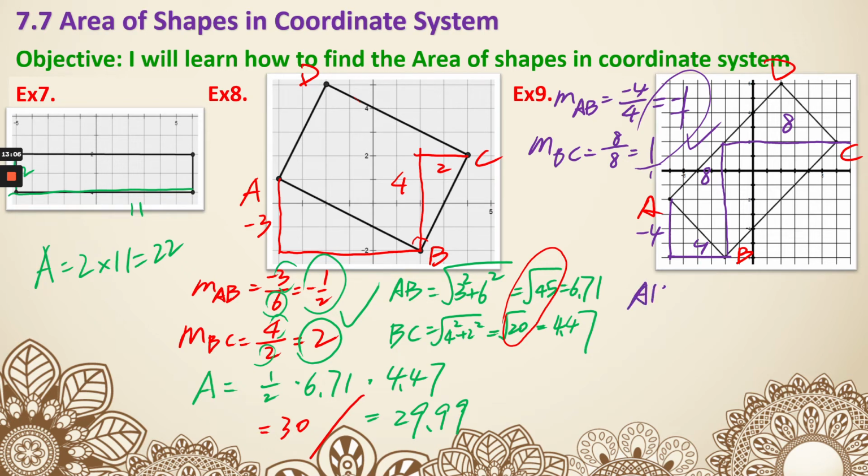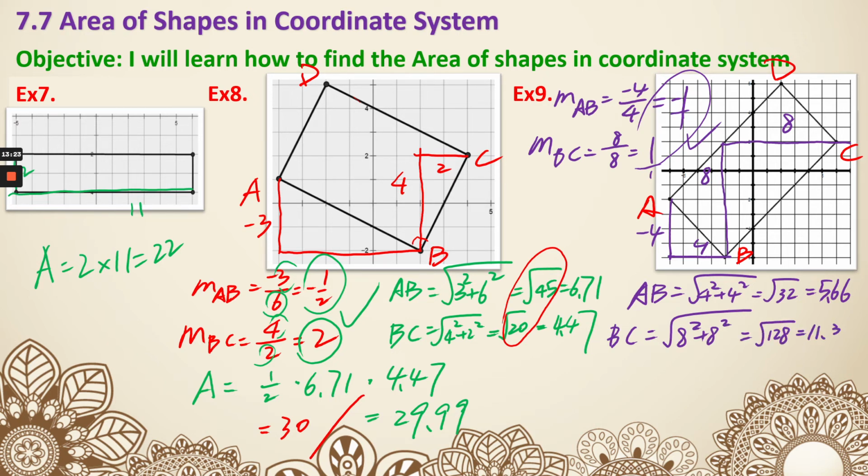Now let's find the length. AB is the square root of 4 squared plus 4 squared, which is the square root of 32, and that is going to be 5.66. BC is the square root of 8 squared plus 8 squared, which is the square root of 128. That is 11.31.